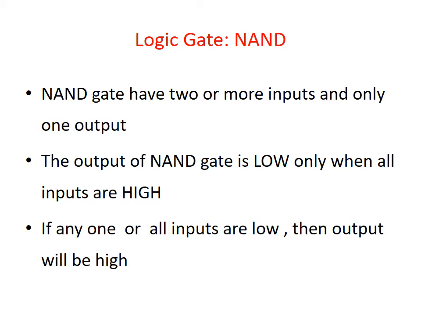The output of NAND gate is low only when all inputs are high. Very important statement: the output of NAND gate is low only when all inputs are high. If one input is low, then the output will be high.